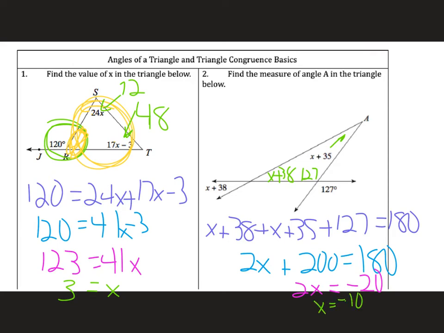No, I'm not done. I got to find the measure of angle A. So the measure of angle A is 25 degrees. How did I get 25? Because x is negative 10 plus 35 is 25. Now, for funsies, let's plug that in here too. So that's going to give me 28. 28 and 25 is 53, and 127 is 180. So the angles worked. We added up to 180. We are great.